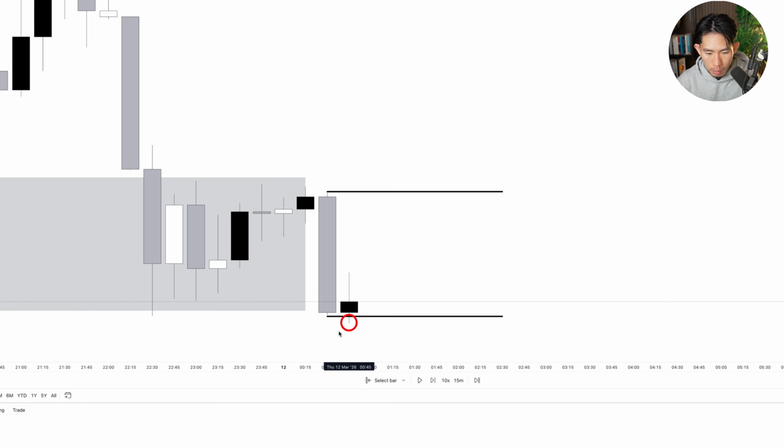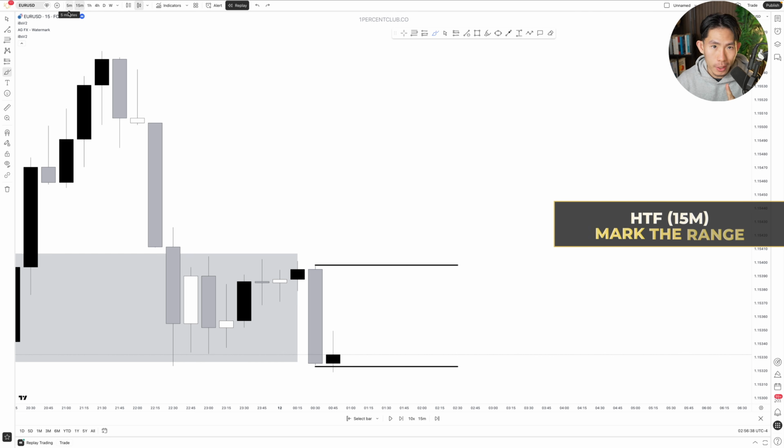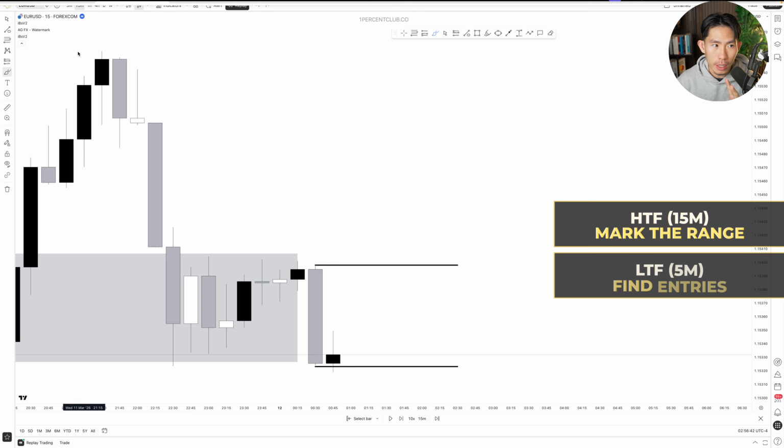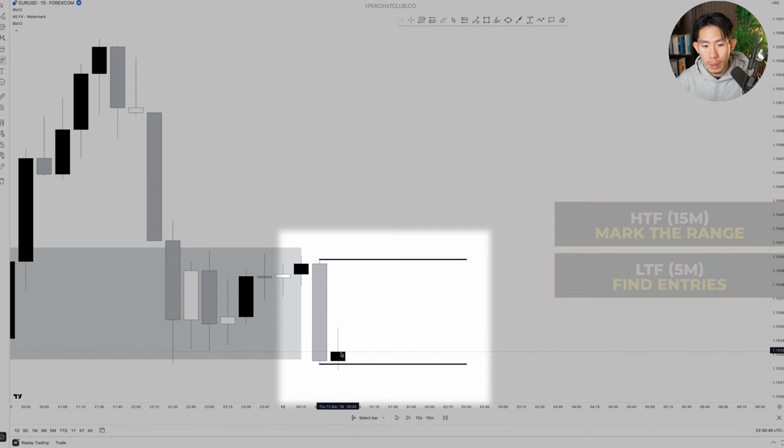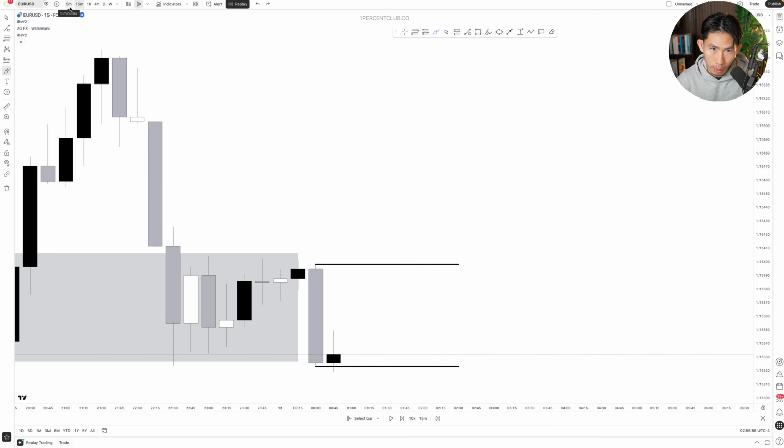Okay, you can see price came down and swept the candle range low. So at this point in time, this is where you want to go down to the lower time frame to look for your entries, right? For this example, I'm going to keep things simple and just use 2 time frames. The higher time frame, which is the 15-minute, is the one that we are using to mark up the candle range. And the 5-minute is the time frame that we're going to be using for entries, right? To look for our entry confirmation and trigger. So the minute price actually swept the low or the high of the entire candle range, I will drop down to the lower time frame.